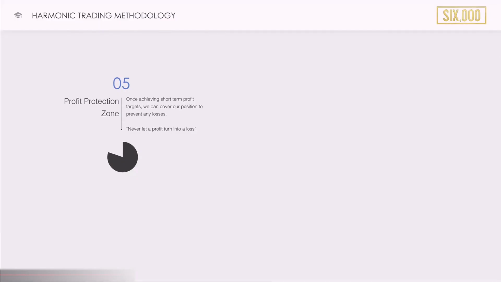Number 5, profit protection zone. Once achieving short-term profit targets, we can cover our position to prevent any losses. As mentioned just previously, we move our stop loss into profit or into break even, to protect our position. So never let a profit turn into a loss.